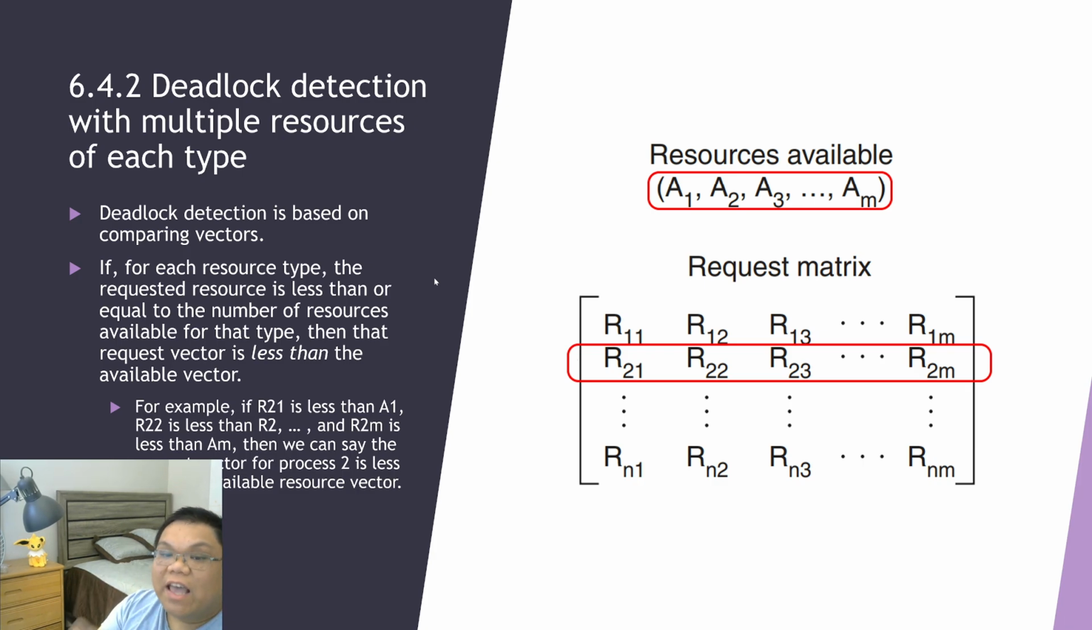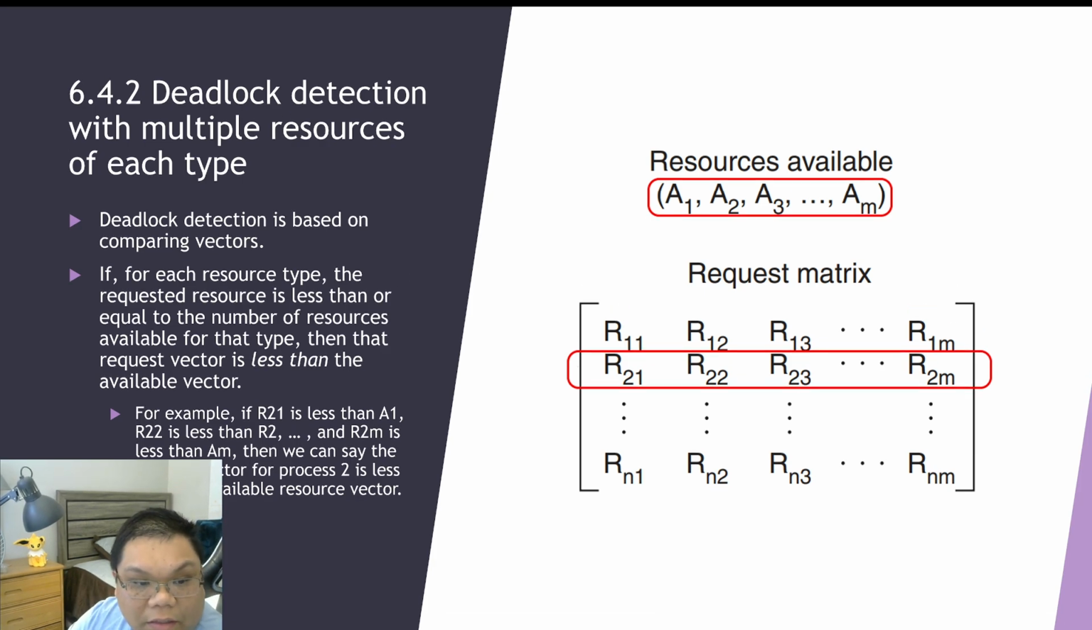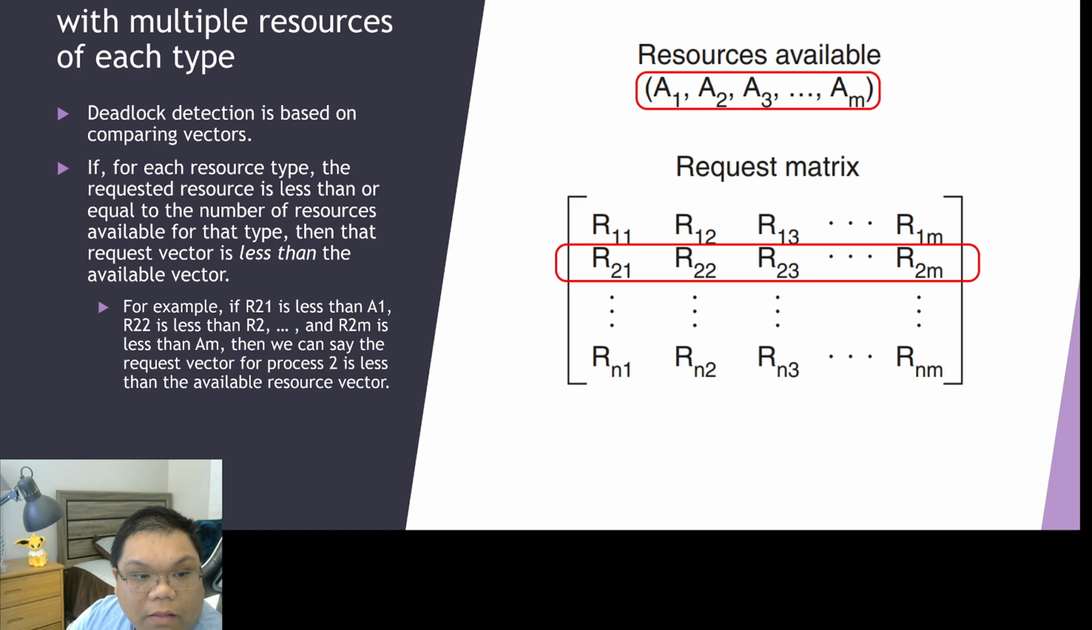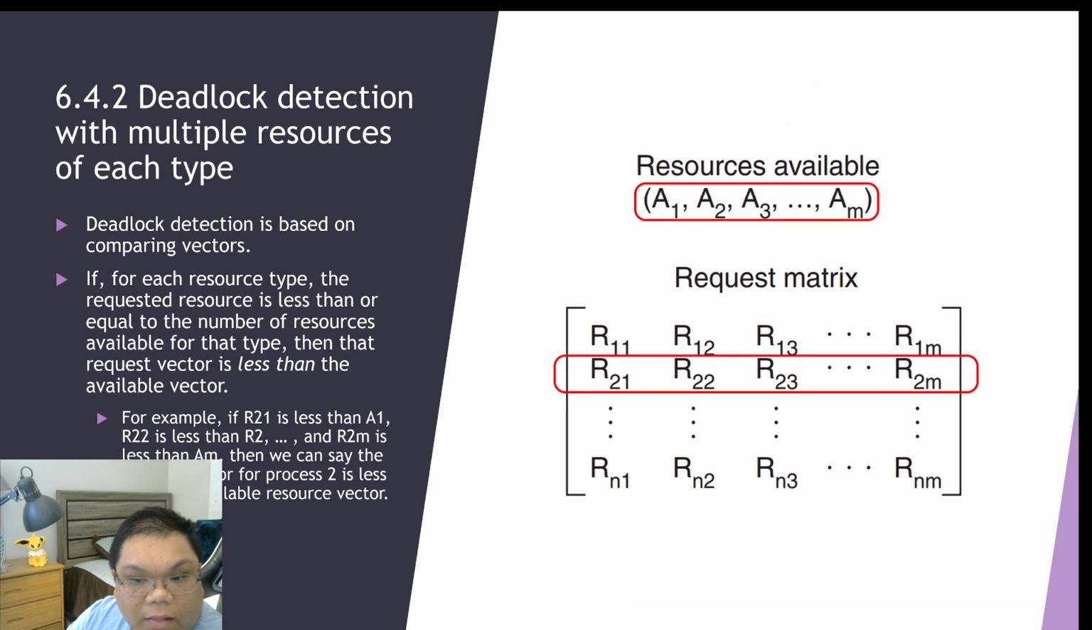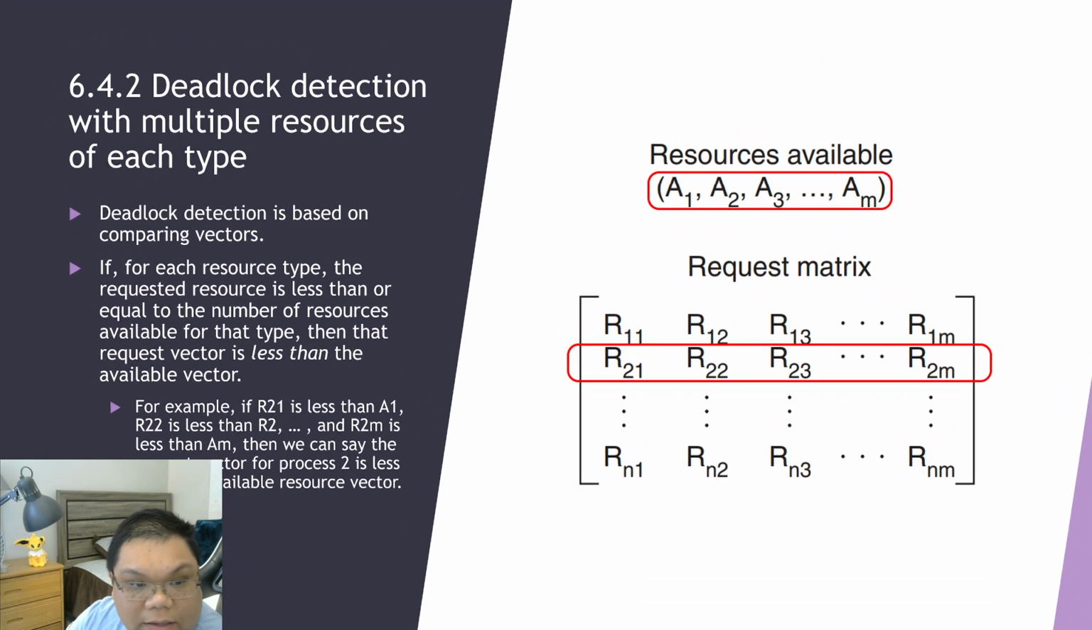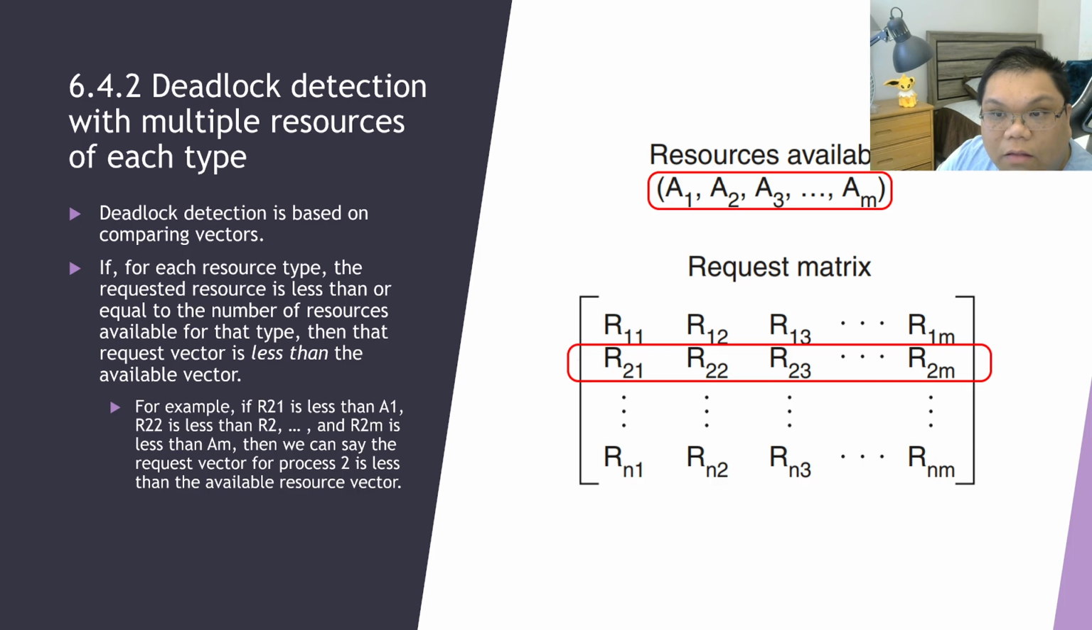Deadlock detection is based on comparing vectors. This is a little bit tricky. Let's say we have some request here. We need to define an operation in which one vector is less than another. And it basically works like this. Say we have process 2 and it has this request for resources.